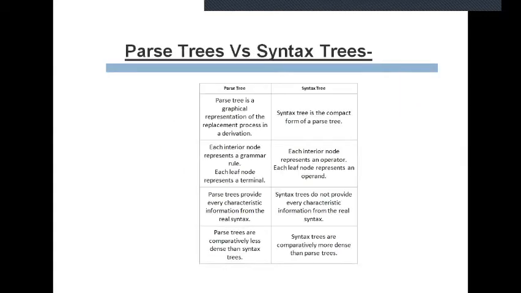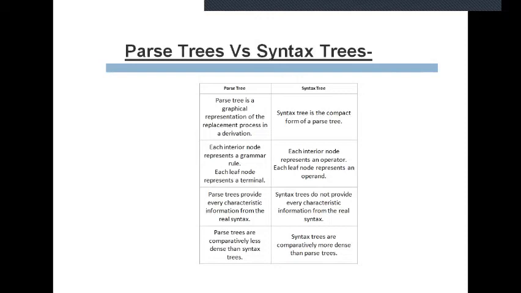Next, we are going to discuss the major differences between the parse tree and the syntax tree. The parse tree is a graphical representation of the replacement process in the derivation. And the syntax tree is a compact form of the parse tree. So it is similar to the parse tree, but it's a compact version. In the parse tree, the interior nodes represent the grammar rule and the leaf nodes represent the terminals. But in the syntax tree, the interior nodes represent the operators and the leaf nodes represent the operands.